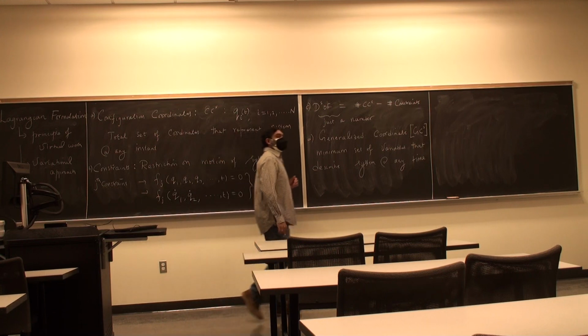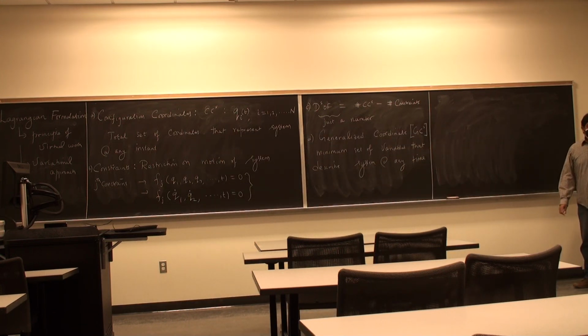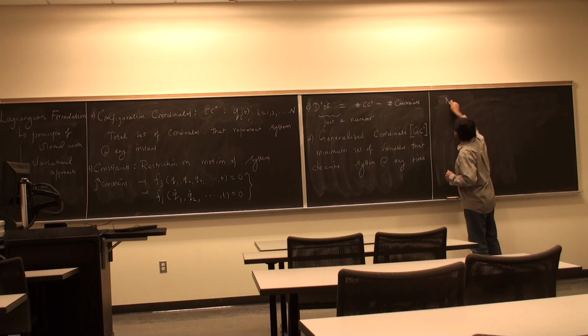Now, how do we relate the generalized coordinates to the degrees of freedom? And this is where the nature of the constraints comes into play. So, the nature of constraints.